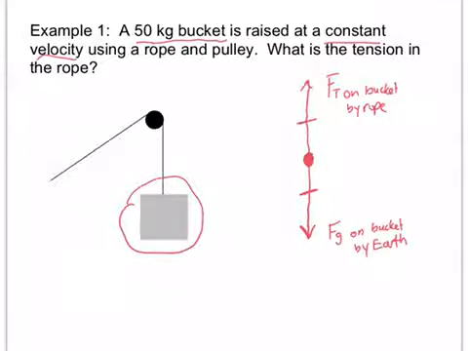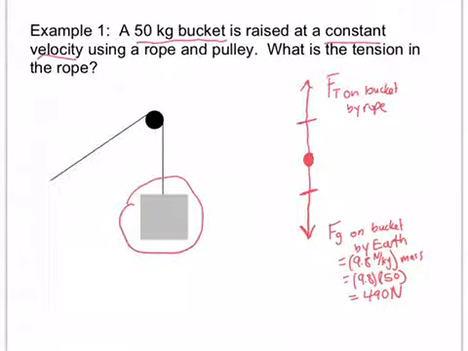The next step is to try to get some numbers on our force diagram. We know that the force of gravity is related to the object's mass by this equation: 9.8 newtons per kilogram, the strength of the Earth's gravitational field, times the mass of the object gives us the force of gravity. So we've got 9.8 times 50 kilograms, and that gives us 490 newtons.